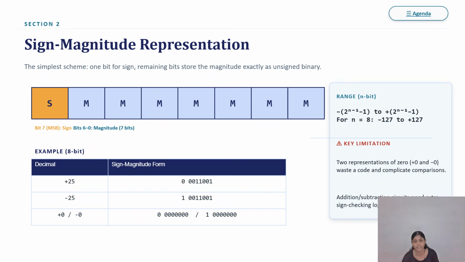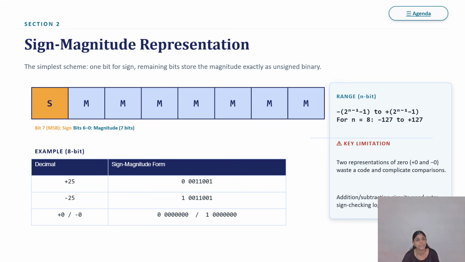The second limitation I am mentioning here is, you have to do addition and subtraction, right? So whenever you are doing addition and subtraction, whatever system or circuit you are designing has to check your sign every time, whether it is a positive value or a negative value. That way your circuit also becomes complicated, right? These are the limitations of your sign magnitude representation.